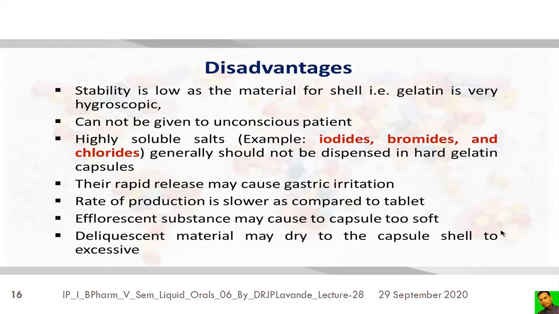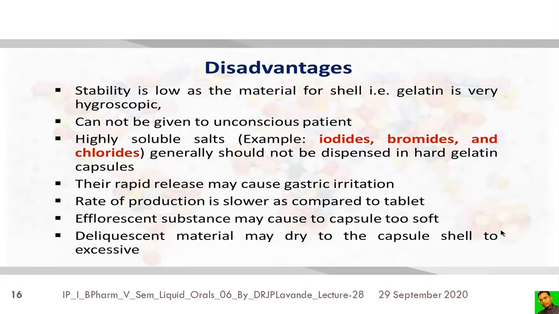Disadvantages: the stability is low as the material for the shell, that gelatin, is very hygroscopic, and as it is from a biological origin, it will be subjected to microbial attack. So hygroscopicity is the property which will absorb the moisture and will get liquefied.